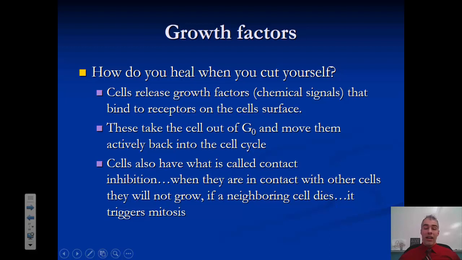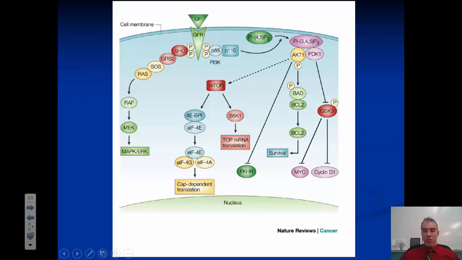They also have this thing called contact inhibition. If your cells are in contact with other cells, they won't want to divide. But as soon as they're cut, or if there are no cells next to them, they're going to say, okay, I need to grow until I'm in contact with other cells. That's kind of how your skin works. That will trigger mitosis. So this is actually showing you a signal cascade.